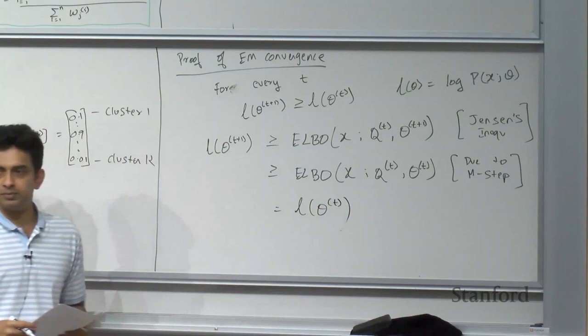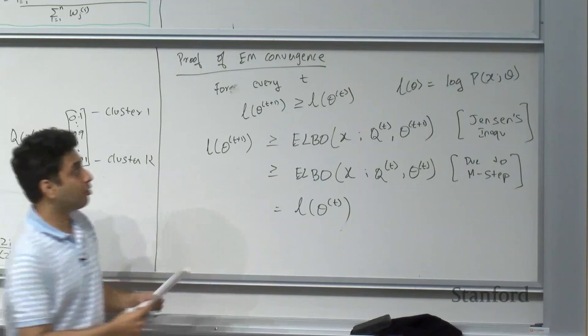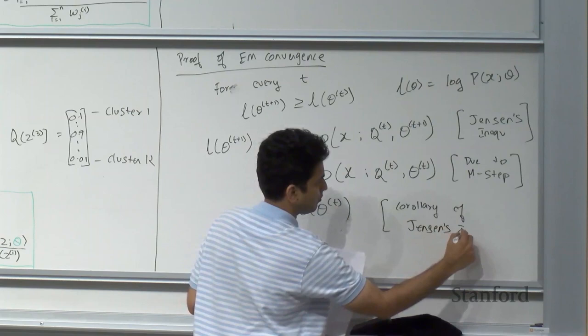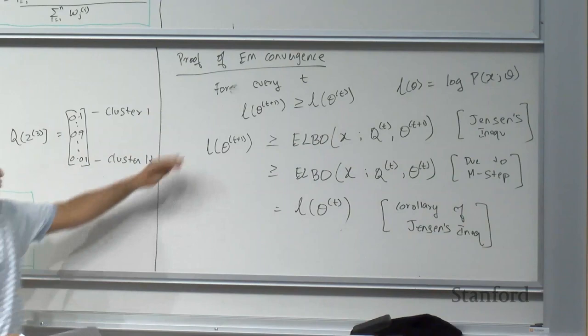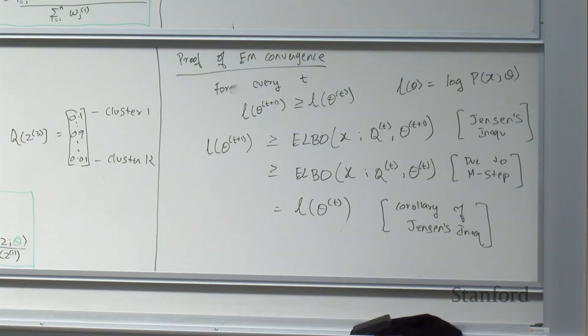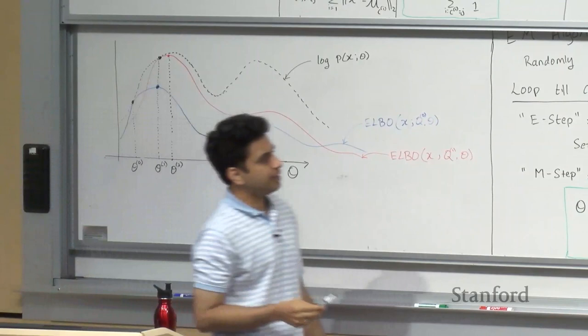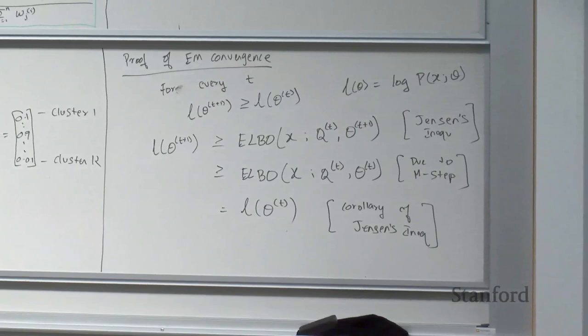And why is this the case? Because it was the last term. Right. This is the corollary of Jensen's inequality. So what is this basically telling us? To visually understand this proof, L theta of t plus 1, so this black dot over here, assume t equals 0, right, L theta of 1 is greater than or equal to the ELBO, it's always greater than the ELBO, so the ELBO evaluates to a point here, right.